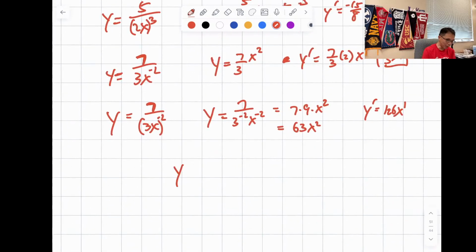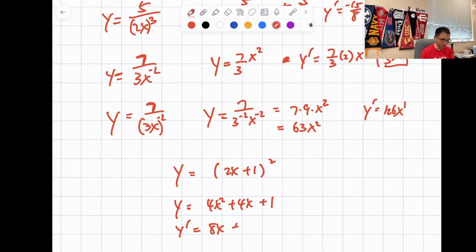Now, I want to talk about two things before you leave. Sometimes you want to expand them. So that is equal to 4x squared plus 4x plus 1, and y prime is equal to 8x plus 4. Is that okay? Super easy.